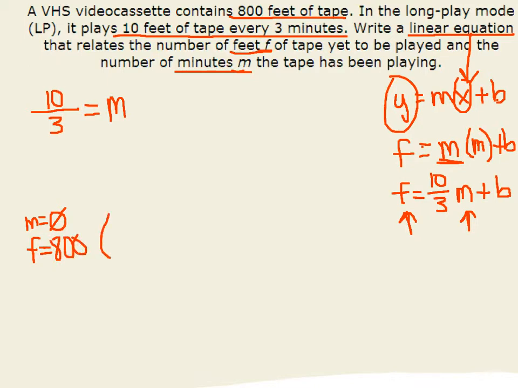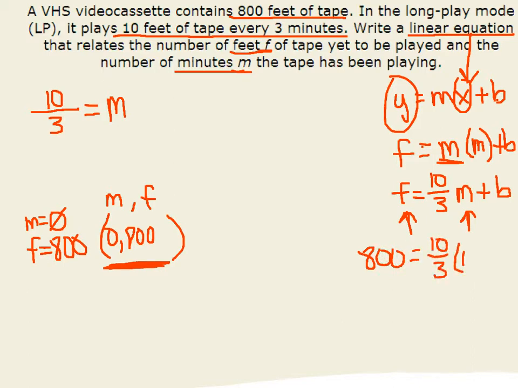And writing it as a point here might help. We've got m, that's our x value, comma f, that's our dependent variable. So that's 0, 800. So now we plug these points in right here into our equation, and we get f, we have 800, so 800 equals 10/3 times 0 plus b.